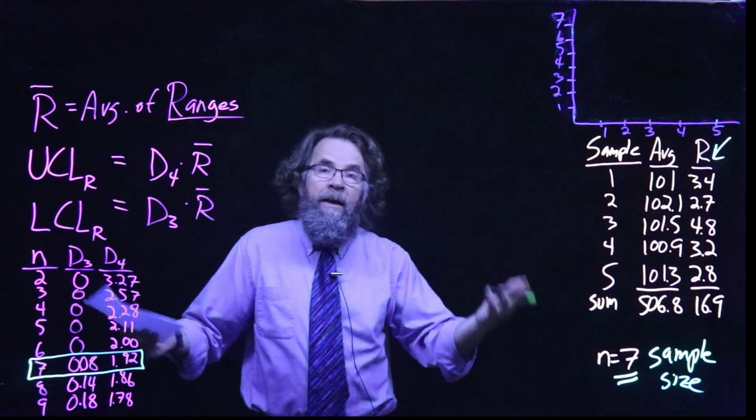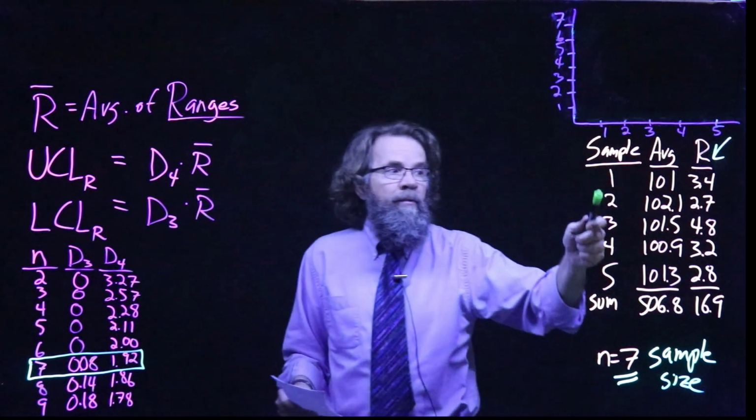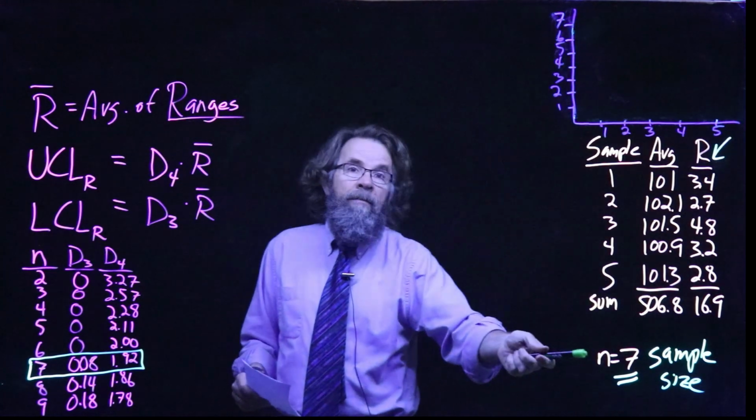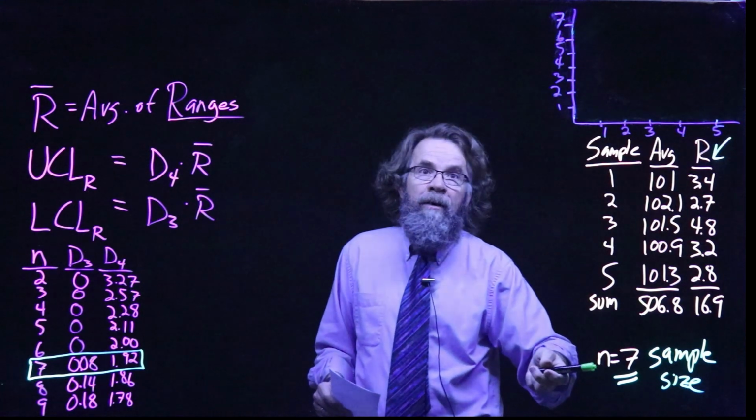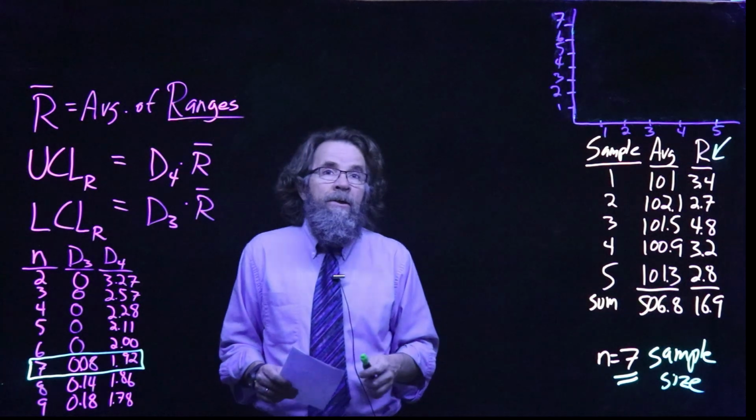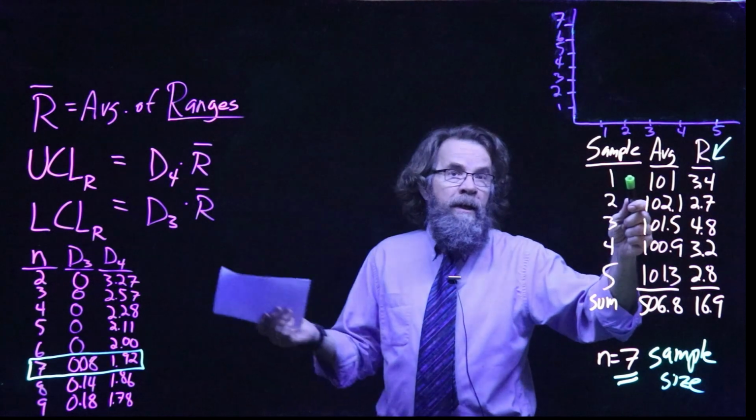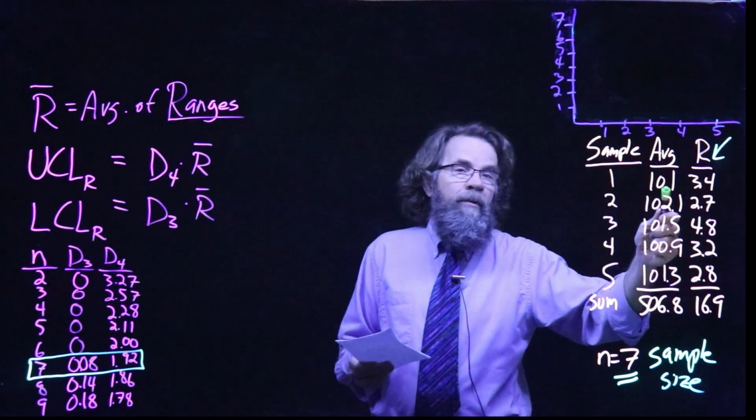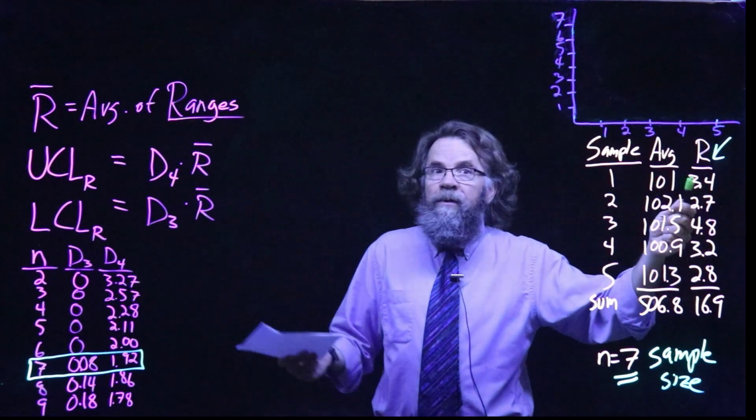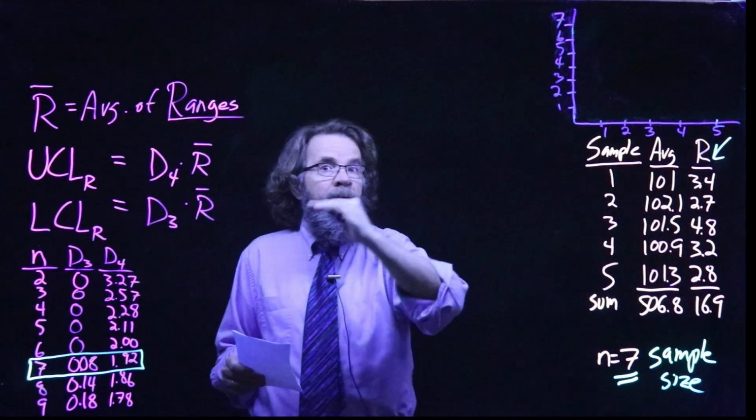If we're collecting data about a process, let's say we make tortilla chips, and every hour for 5 hours we've gone out and collected a sample. And that sample consists of 7 measurements. So our sample size is 7, because every time we collect data, we're collecting 7 data points. In each sample, we calculate the average of those weights, and we calculate the range. The average is self-explanatory. The range in each sample is the difference between the biggest number and the smallest number.